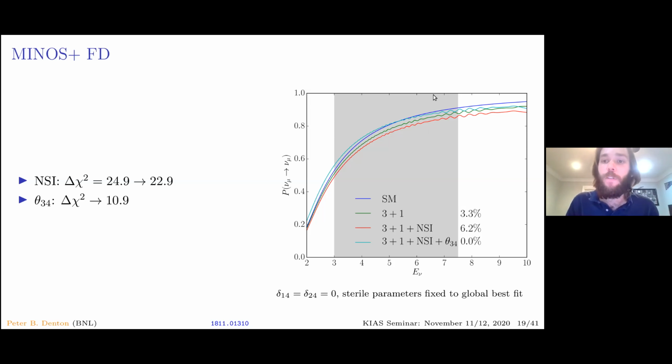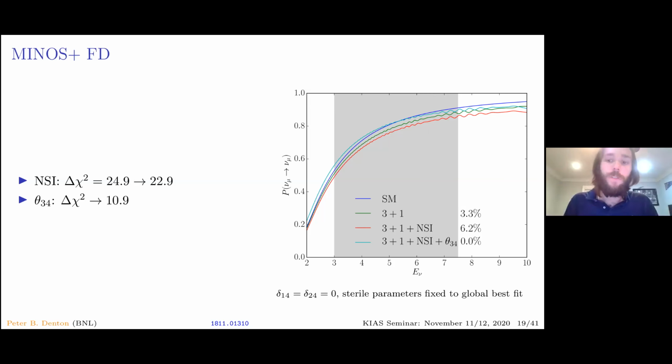Now, if we add in the NSI that we wanted before, it actually gets worse. We go to the red curve here, and now we're at a 6.2% reduction. So that's why the NSI scenario wasn't really helping. And we can see here that when you marginalize over it, the chi-squared improves from 25 to 23. So basically no real improvement there.